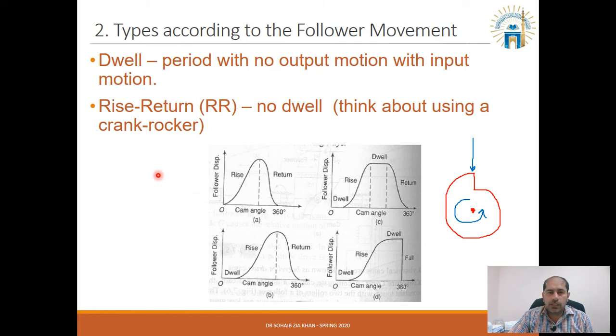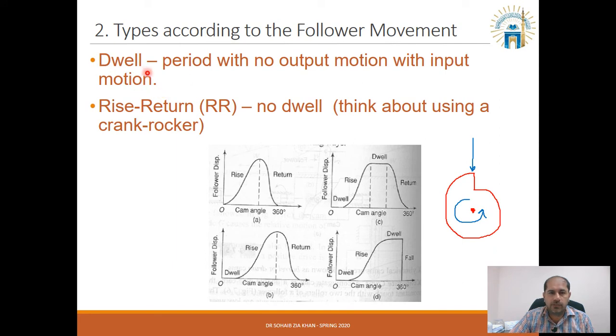So there are two main things. One is called dwell, and the other is a kind of motion, a non-dwell thing, you can say rise and return, or we can use some other terminology for it. So what does dwell mean? A period with no output motion with input motion, which means that even the cam is moving but the follower is not moving.